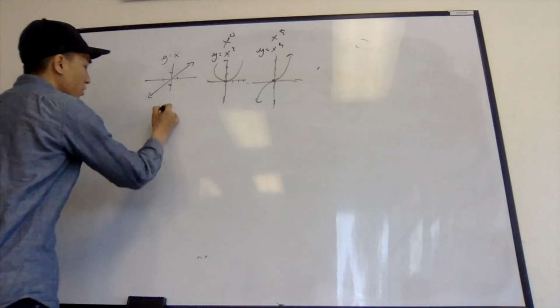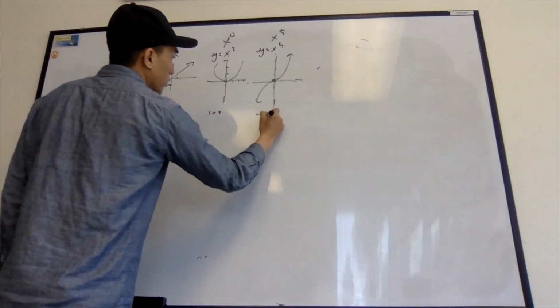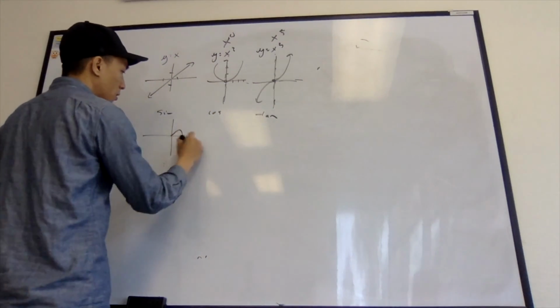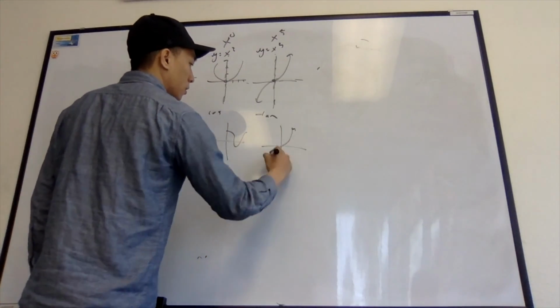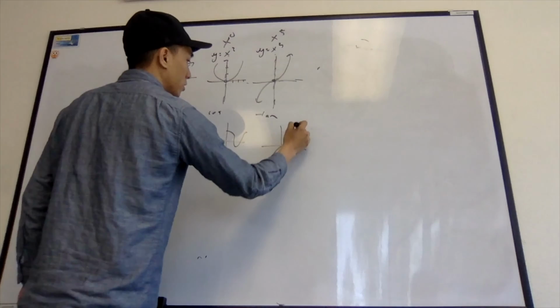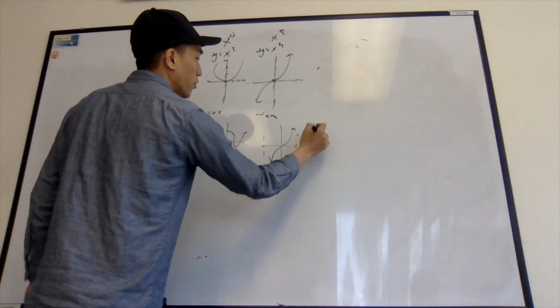Then you have your sine, cosine, tangent. That should be easy. Sine, cosine, same as this pretty much, but it starts to repeat itself and you've got to make sure you know your bounds.